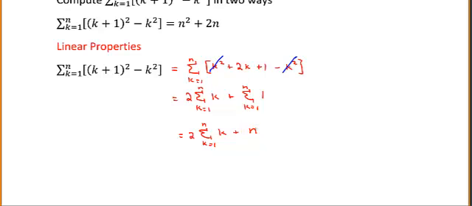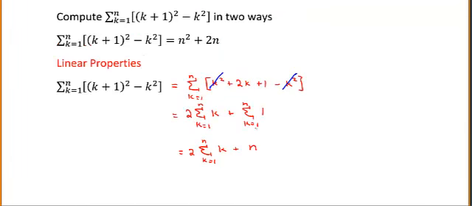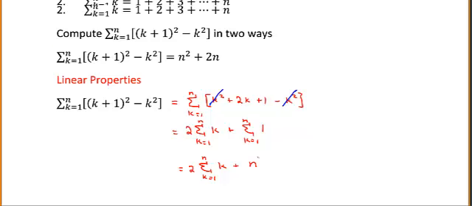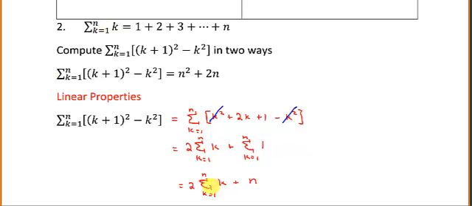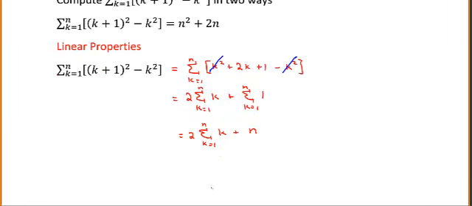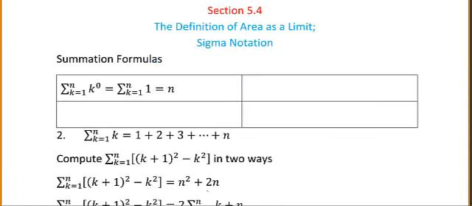So now we have 2 ways of looking at this. We remember using the idea that this was a telescoping series. This sum became, I should say, a telescoping summation. A series is when it goes on forever, but this is a telescoping summation, and we got that this summation was equal to n squared plus 2n. Now using these linear properties, we got that it was 2 times the sum as k goes from 1 to n of k plus n. Remember, we were looking for the sum as k goes from 1 to n of k. That appears right here. So we should be able to solve it. We have 2 expressions that are the same.